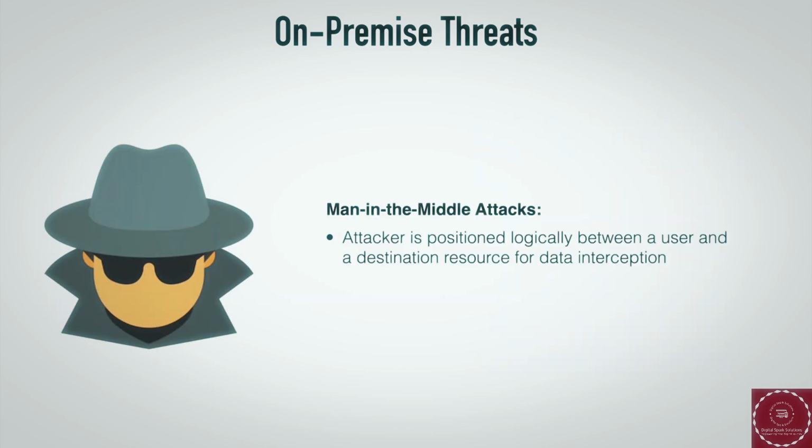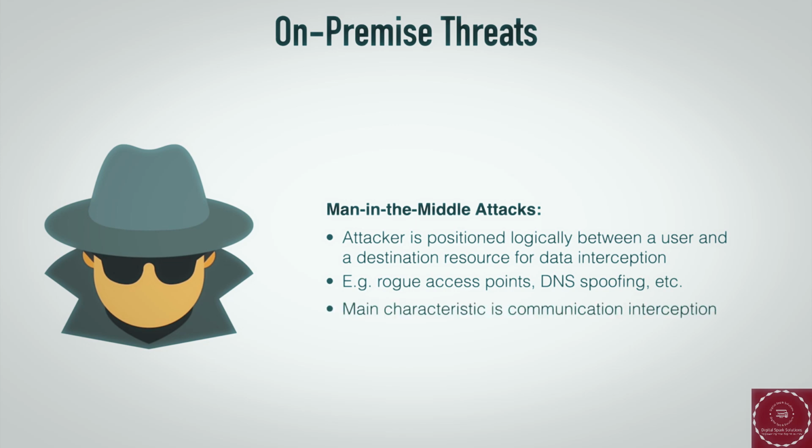This is where an attacker will position themselves logically between a user and a destination resource. You can think of this essentially as eavesdropping on a user, and there are many iterations of man-in-the-middle attacks, from rogue access points to DNS spoofing. The main characteristic here is that an attacker is intercepting victim communications in some way, whether that's wireless traffic, DNS resolution in order to redirect a browser, or stealing browser cookies.